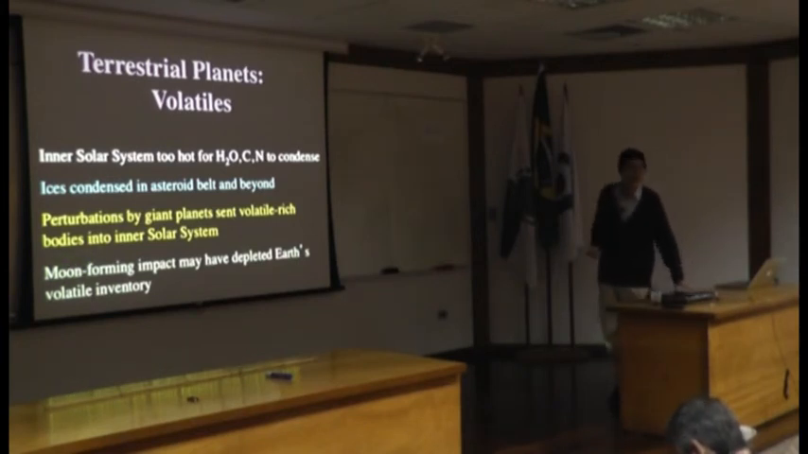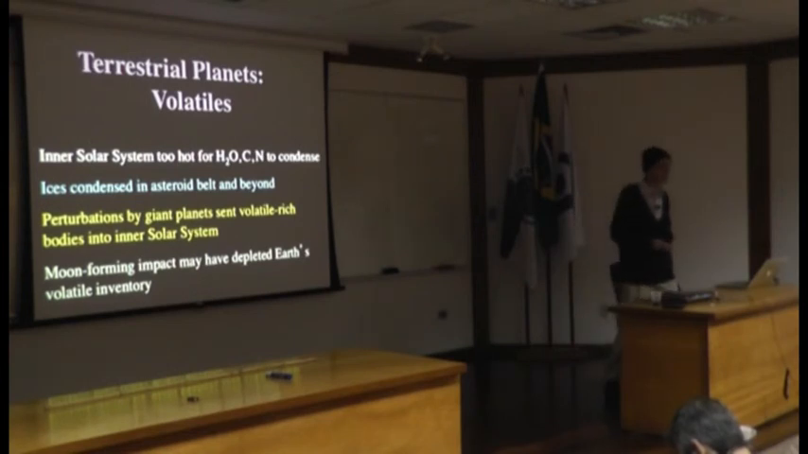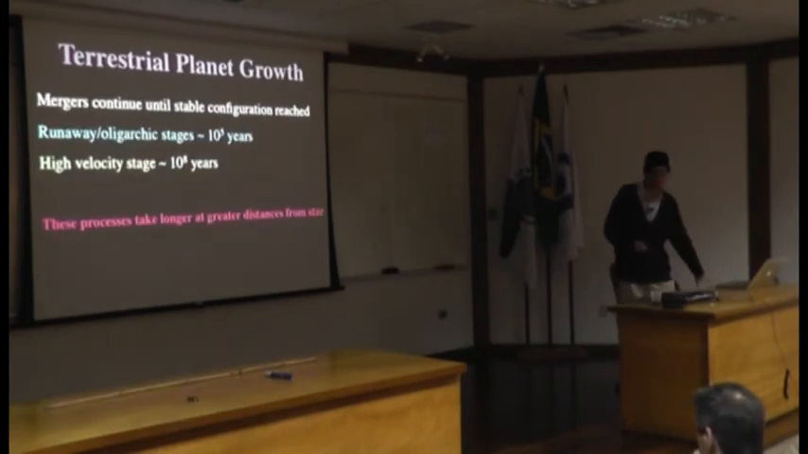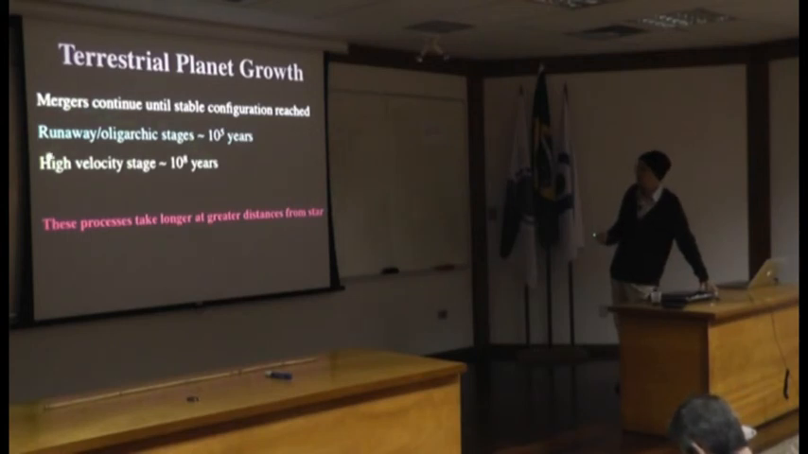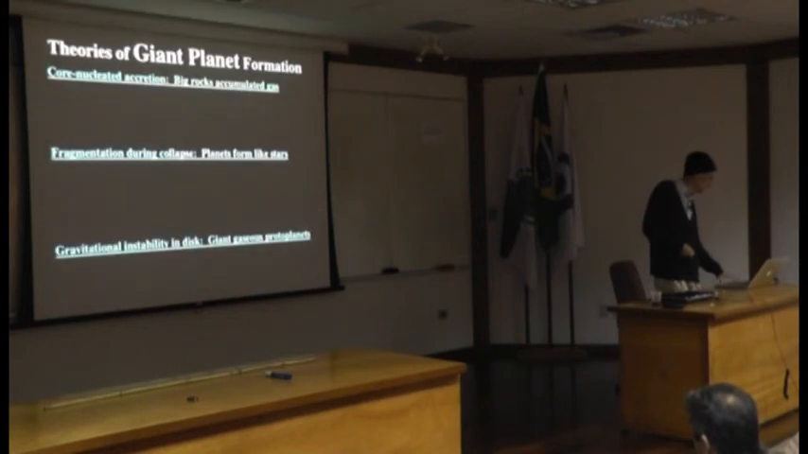And a giant impact, which is thought to have formed the moon, would have removed most of the volatiles Earth got early on, and it would have had to accrete more volatiles later on. Most of the others would be boiled off. This takes about 100 million years, and that's roughly the date of the last big impact on Earth that resulted in the formation of the moon. This process takes longer at a greater distance from stars.